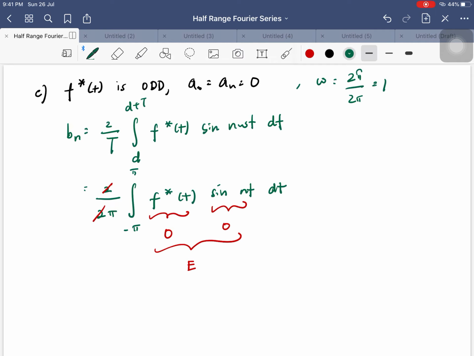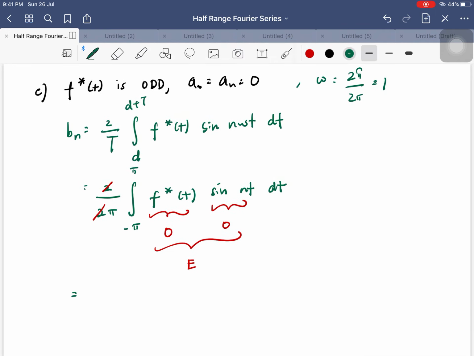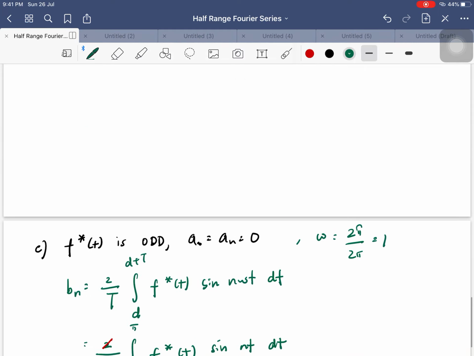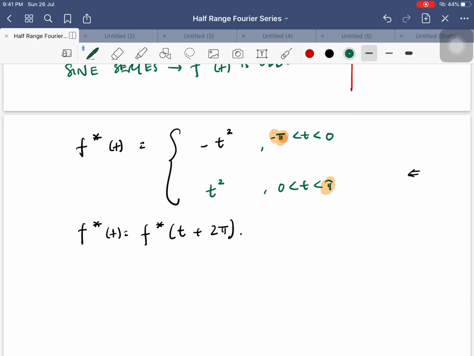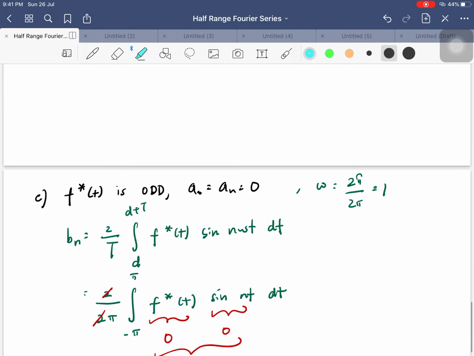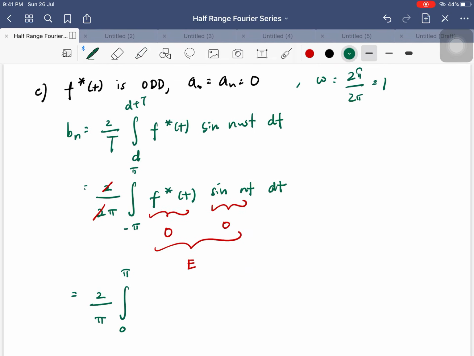Okay, so that is why I'm going to use the even property. So I will end up having 2 over pi. So my new limit is going to be from 0 until pi. And from 0 until pi, the function that is going to be involved for this case is going to be t squared. So that's my f star t. So therefore I'm going to substitute here. So I'm going to have t squared sine of nt dt.